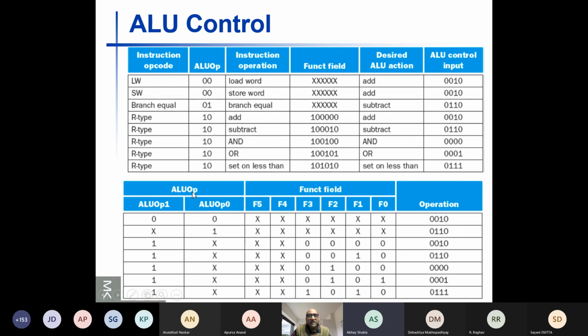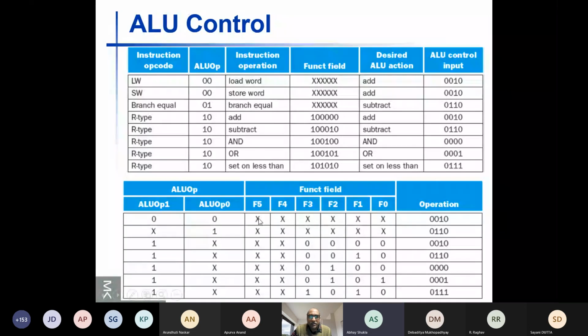This is to indicate that from the opcode we can generate what the type of instruction is, whether it is a load or store, a branch instruction, or an R-format instruction. That is indicated by the 2 bits. Then the function field is indicated by 6 bits. The combination of these 2 bits and 6 bits forms the input to the ALU controller, and the desired output of the ALU controller will be these 4 bits. So there are 8 inputs and 4 outputs.